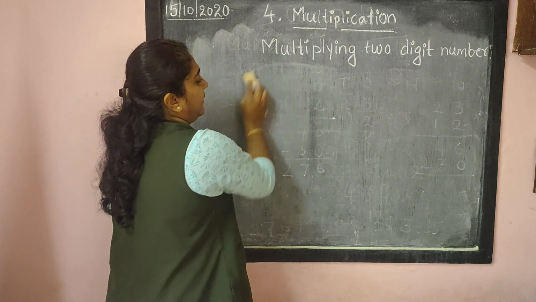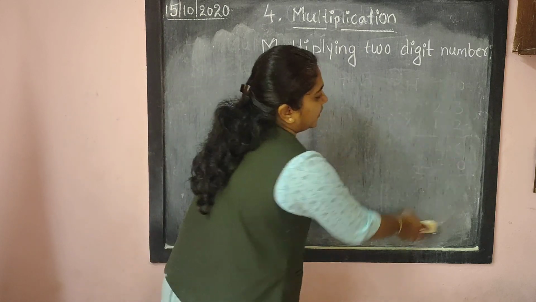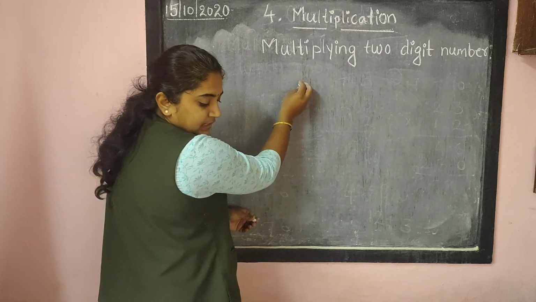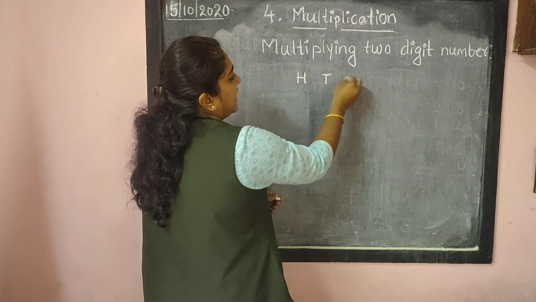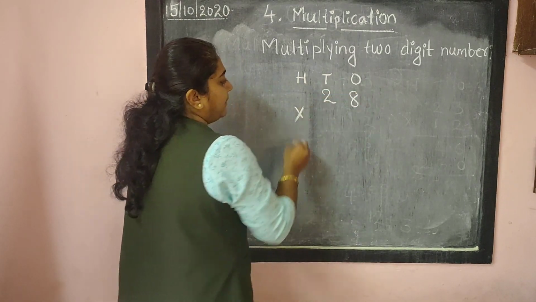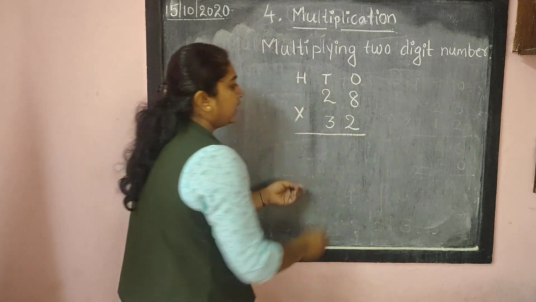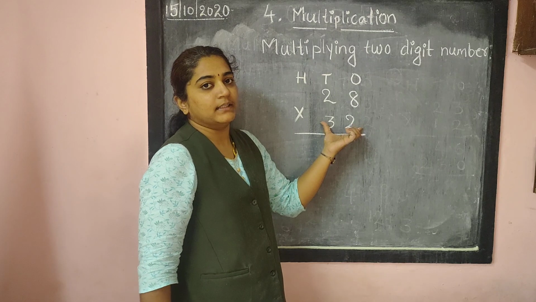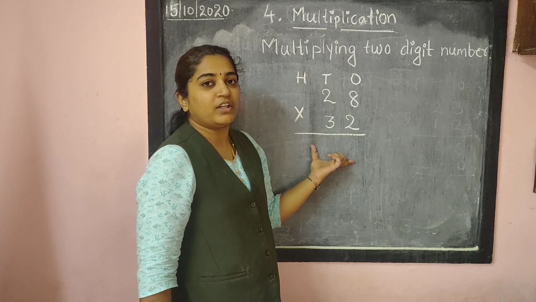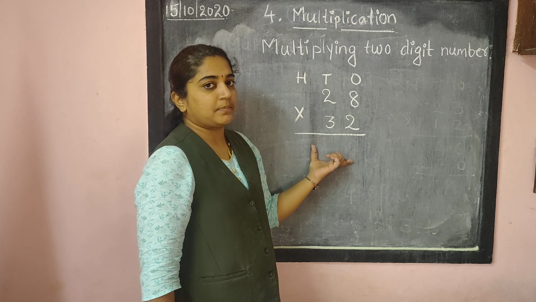Now one more example I will show you, that is with carry: how to calculate with carry numbers. That is 28. This is the hundreds place, tens place and ones place. 28 multiplied by 32. This is what? Multiplier. This is multiplicand. And what the answer will get, what is that? Product. In the previous class I have explained that.